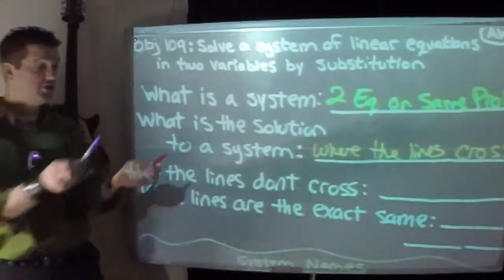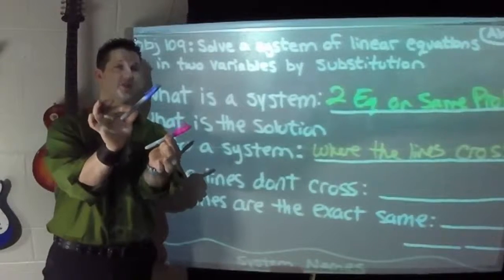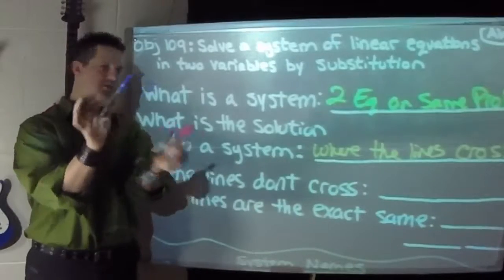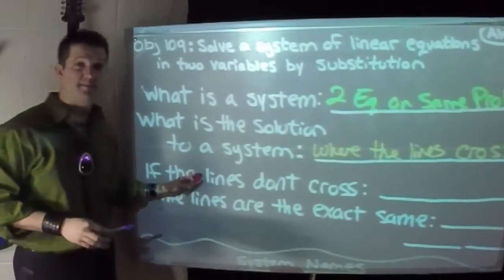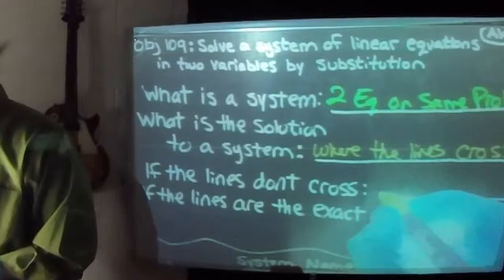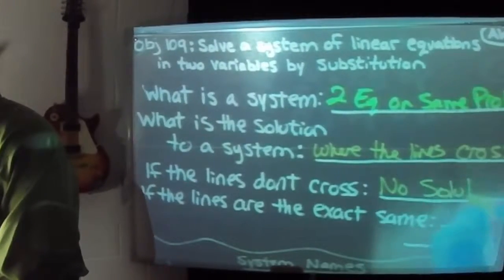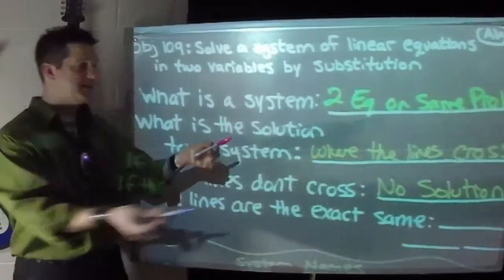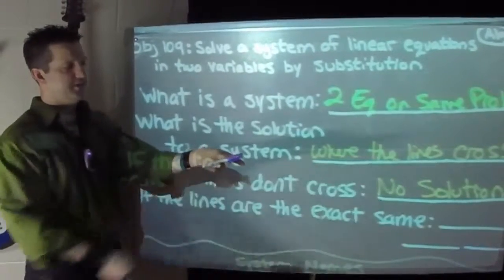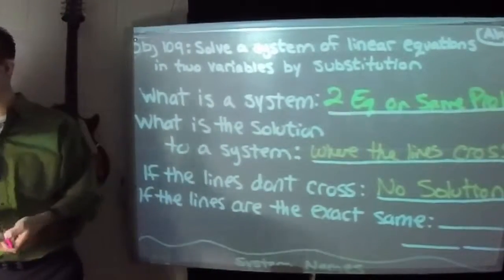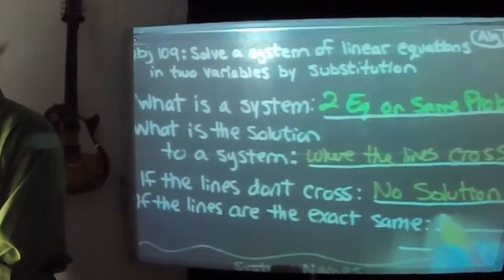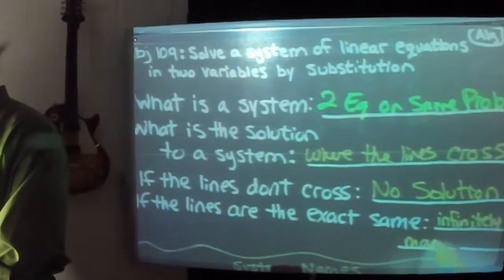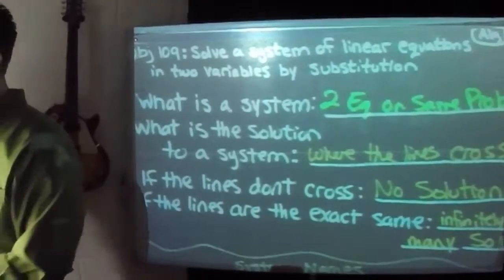What if they just don't cross because they are parallel? Then our solution is what? It's no solution. If the solution's where they cross, sometimes they don't cross, and that's when we have no solution. And if I happen to give you two lines that are right on top of each other, then what? Infinitely many solutions. So I got 3 blanks there for infinitely many solutions.